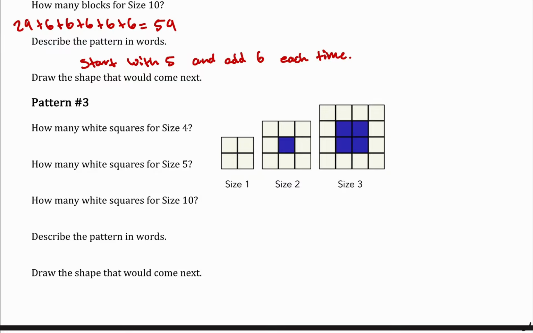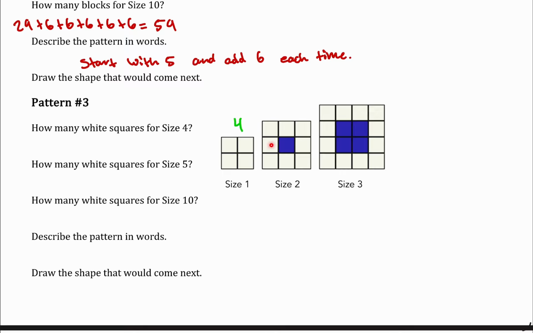Now, in this pattern, we are only looking at the white squares. On your screen or on your papers, the blue ones are probably black. But we only count the white ones, okay? So on this first box, I have 4.